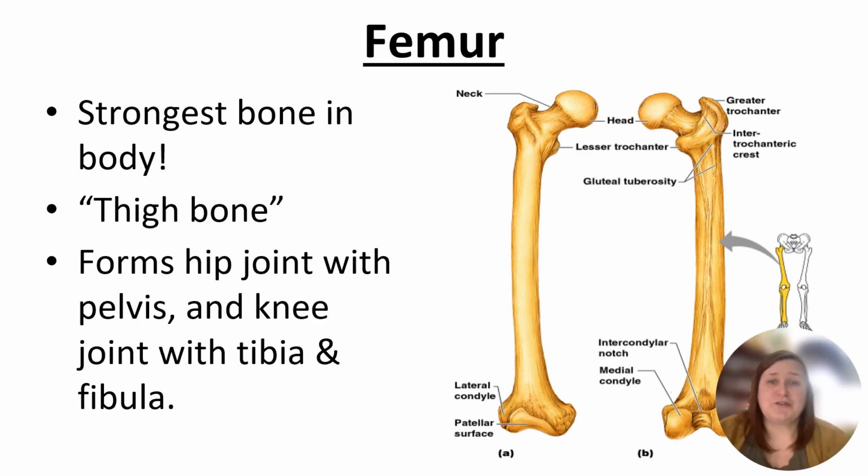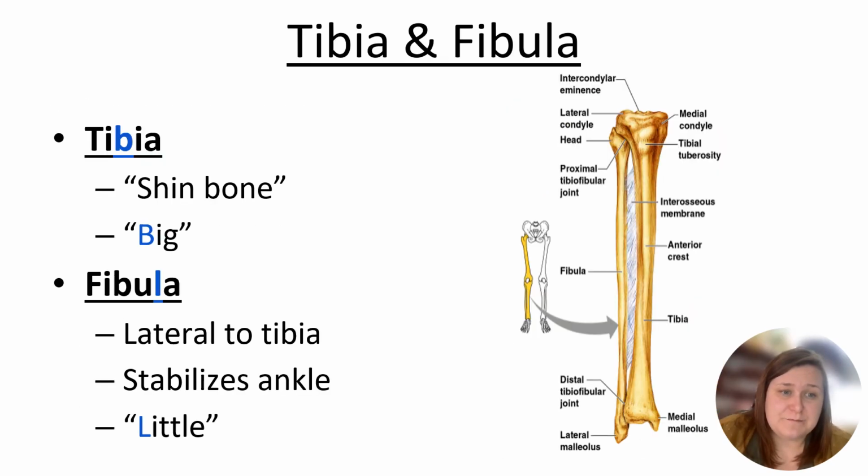The femur is going to be the strongest bone in the whole body. It is the thigh bone. It is going to form the hip joint with the pelvis and the knee joint with the tibia and the fibula. So the tibia is going to be our shin bone. It is going to be the bigger bone when we're looking at just these lower leg bones. And the fibula is going to be lateral to the tibia. It is going to stabilize the ankle, and it is going to be the smaller bone when we're looking at these.